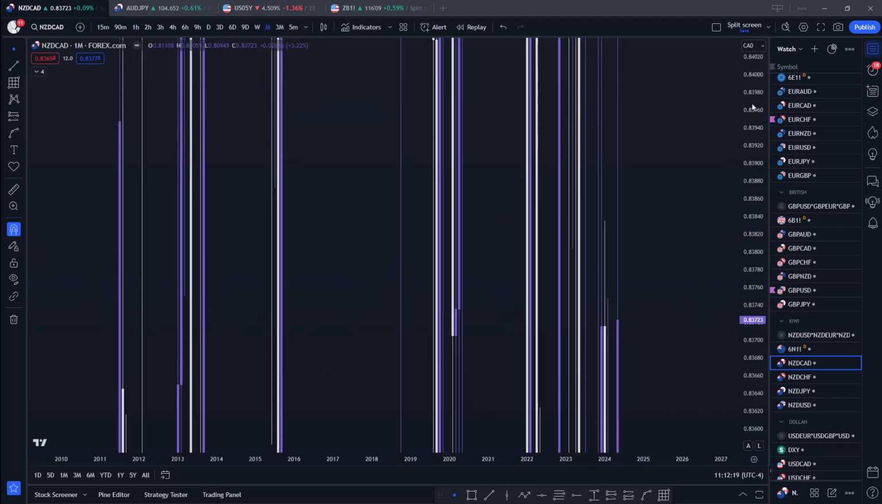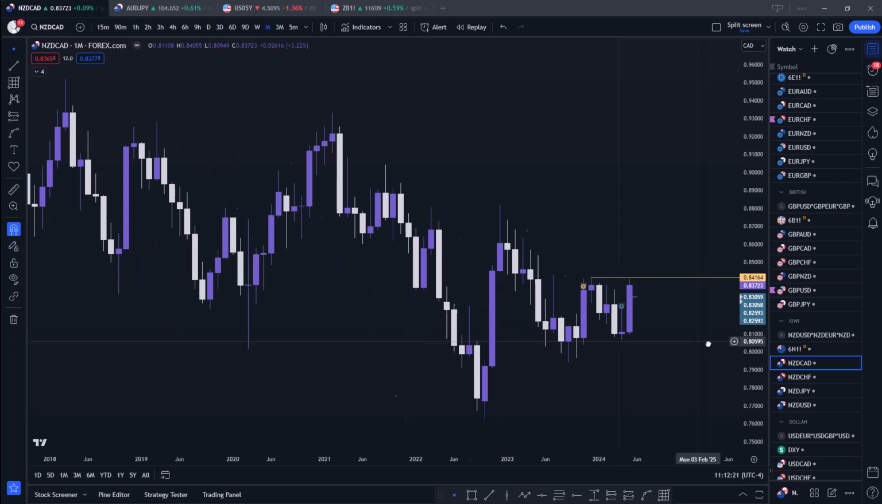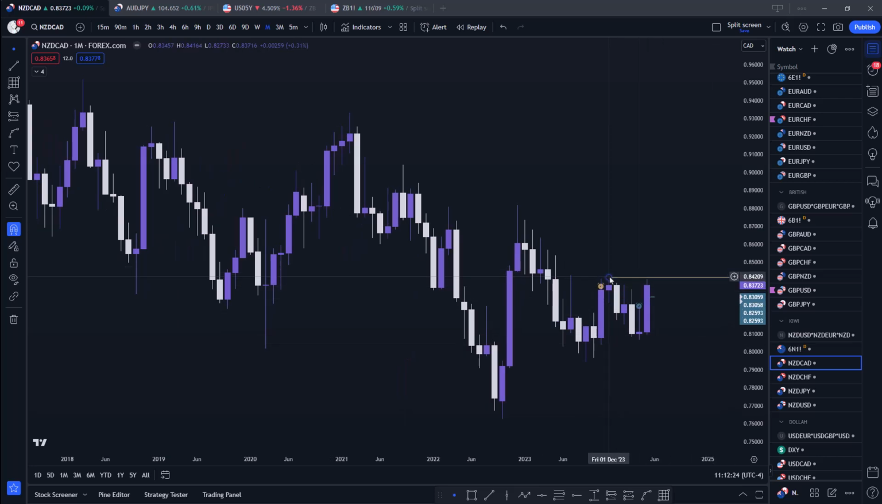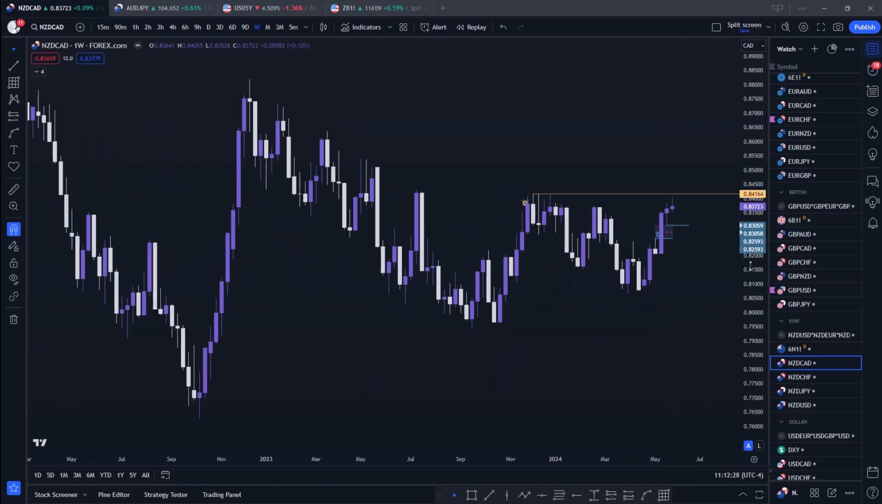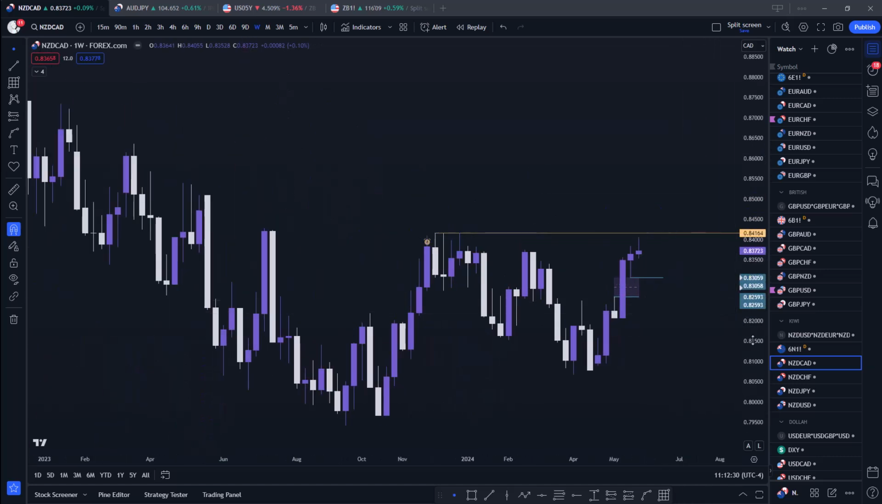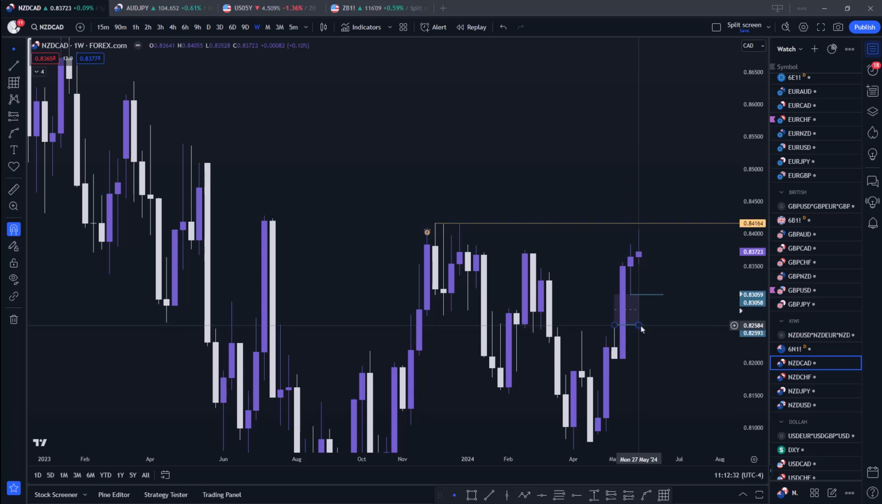NZD from the weekly time frame, solid bullish candle. That high is suspect. Weekly time frame, we still have this fair value gap. We didn't get that last week. I was hoping for it last week. We didn't get it, so I'll still pay attention to it.